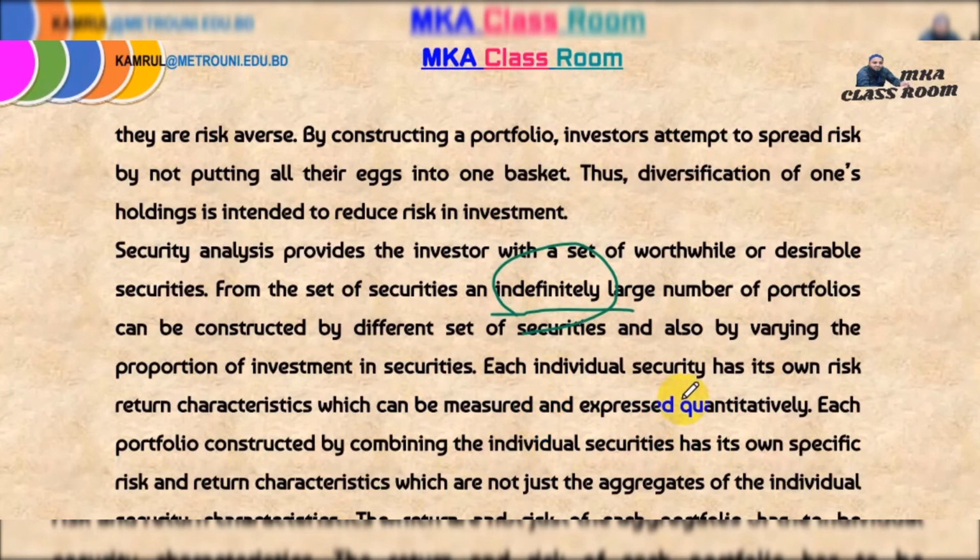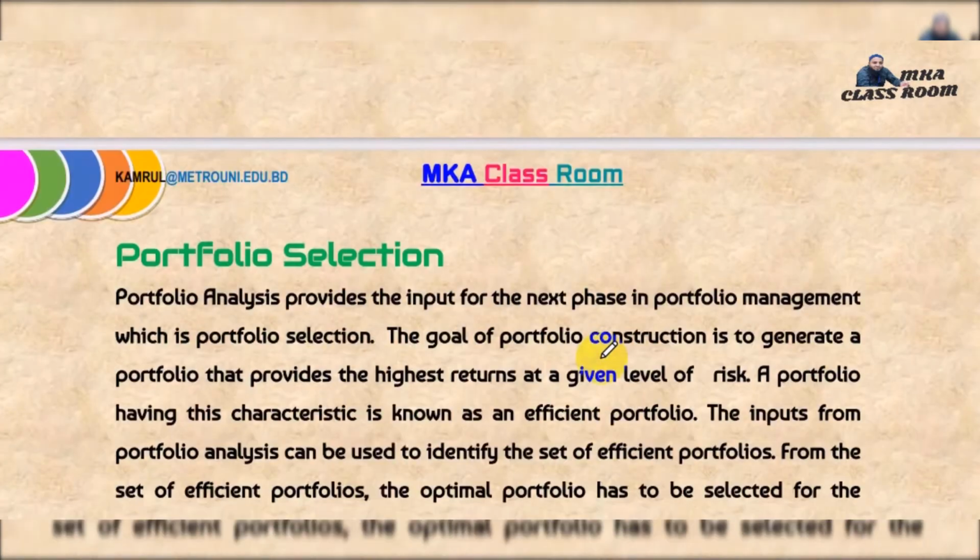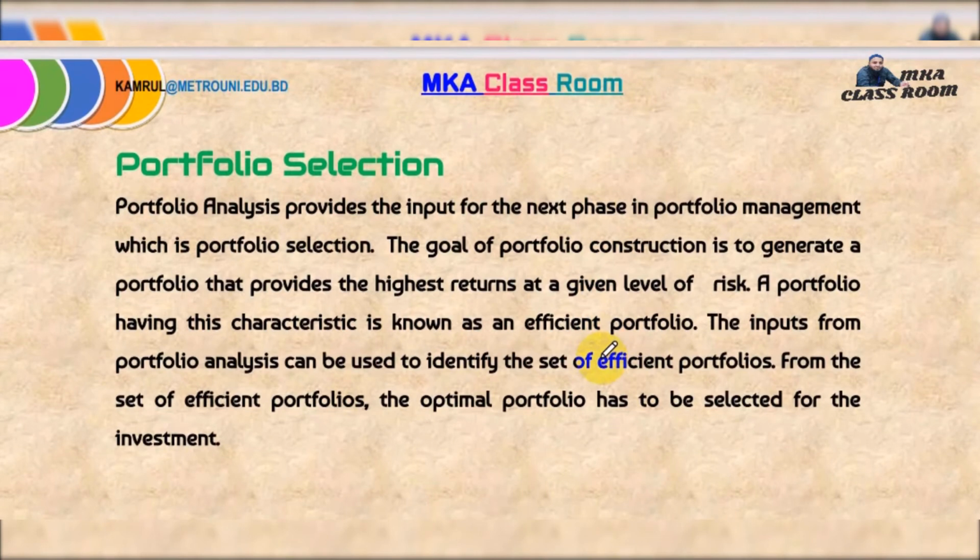Each individual security has its own risk return characteristics, which can be expressed quantitatively. Each portfolio, which is constructed by combining individual securities, also has its specific risk and return characteristics, which are not just an aggregate of the individual security characteristics. The return and risk of each portfolio has to be calculated mathematically and expressed quantitatively. Later on we will see portfolio selection.